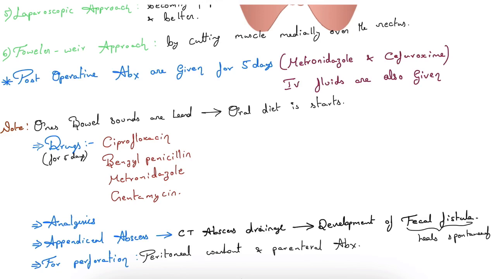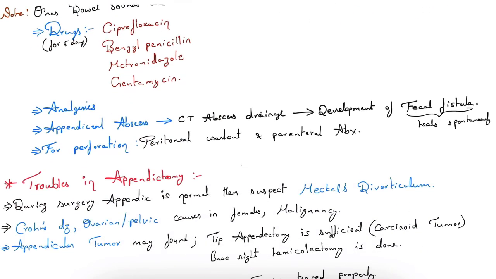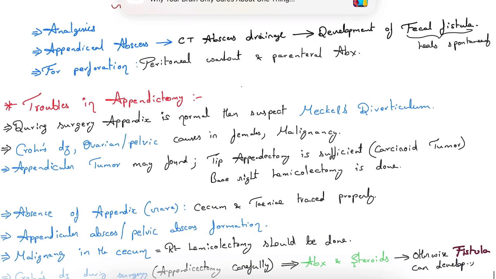For an appendiceal abscess, we do CT-guided abscess drainage, and if a fecal fistula develops, it will heal spontaneously. And in a patient with perforation, we have to do peritoneal washout and give antibiotics.